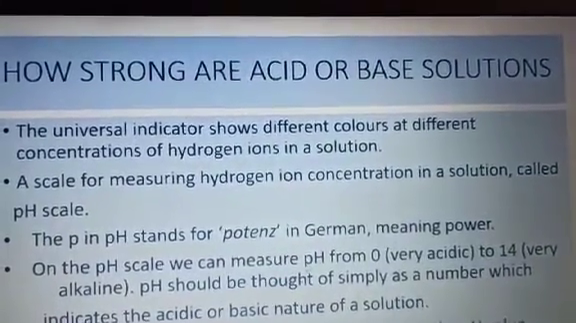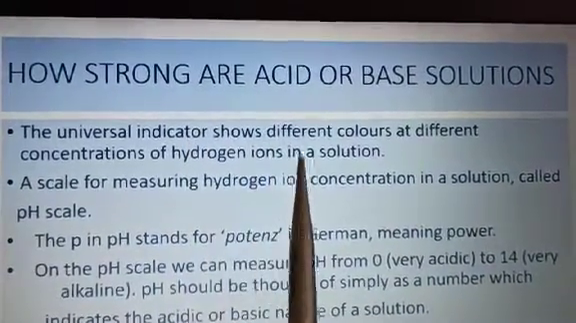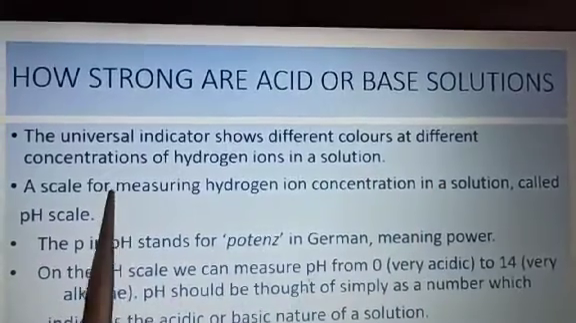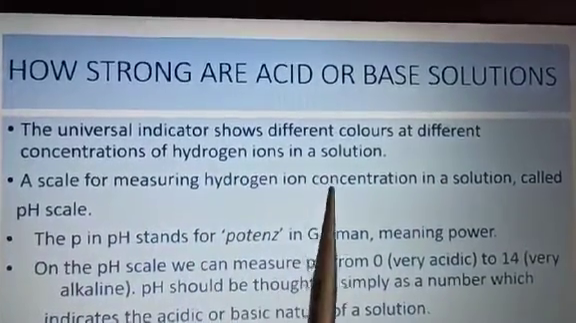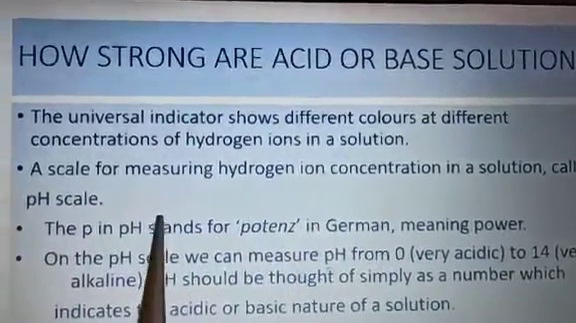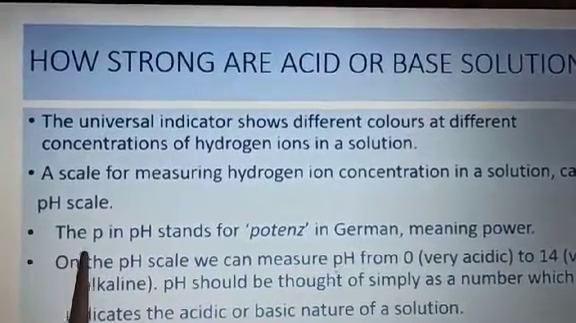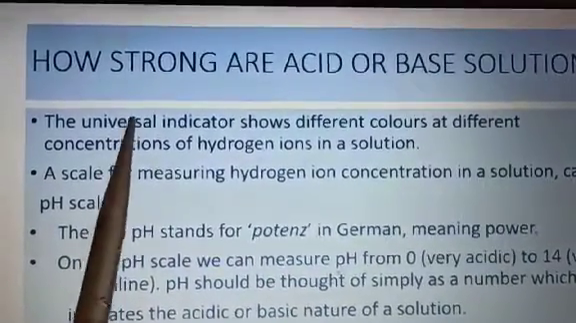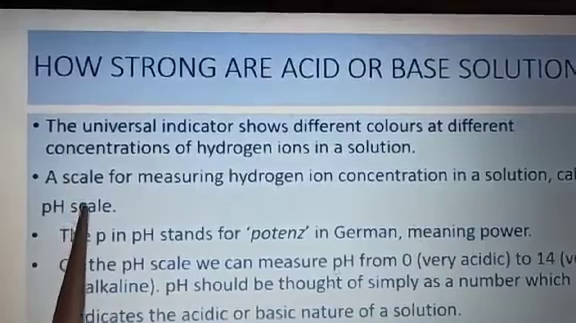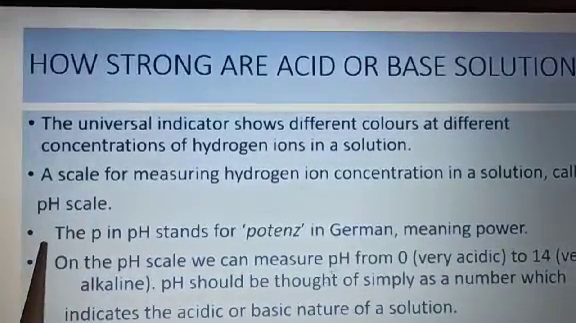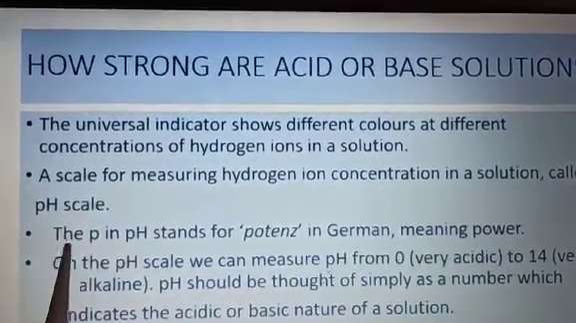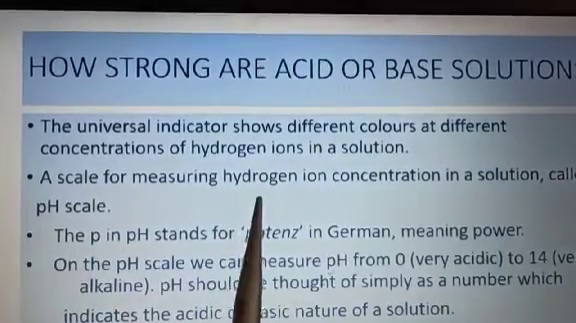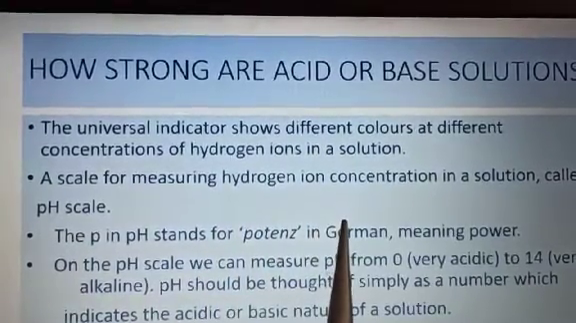So there is a universal indicator which shows different colors at different concentrations of hydrogen ions in a solution, and this scale is the pH scale. This universal indicator is pH paper or pH solution, and the scale is the pH scale, which is used to measure the hydrogen ion concentration in a solution.